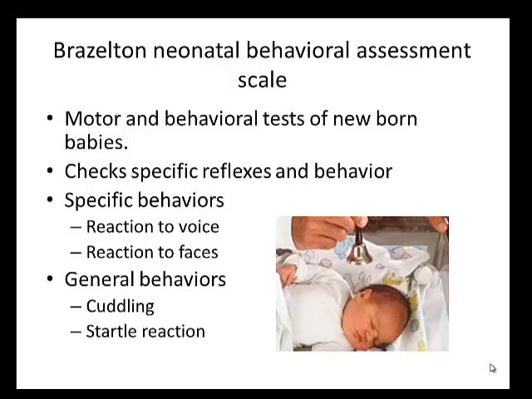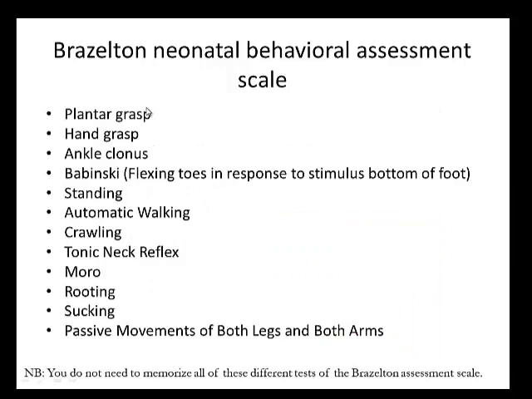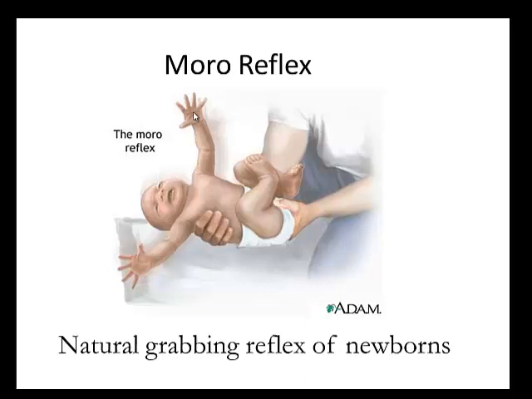So here are some examples of things that are tested in this neonatal test. I don't need you to know all of them, but let's look at just a few. Okay, there's the Moro reflex. This is just the baby's natural reflex, especially when it's kind of out in the open, lift them up, to naturally grab. Okay, to put their arms out and grab things. It's known as the Moro reflex.